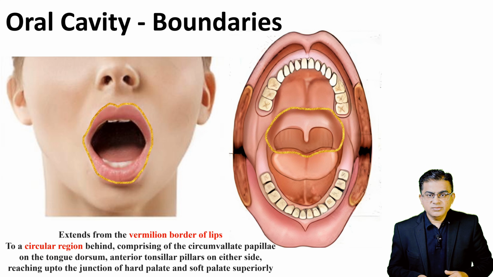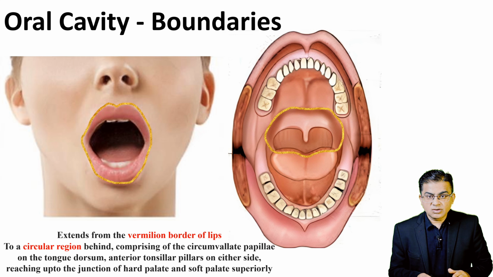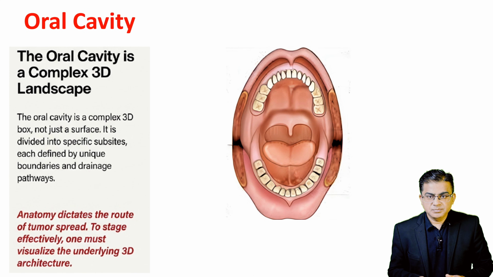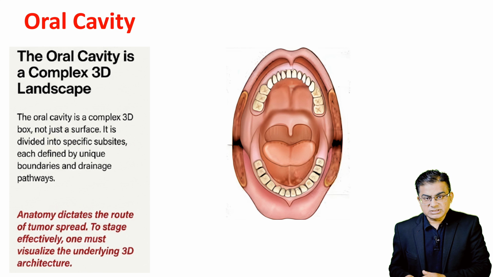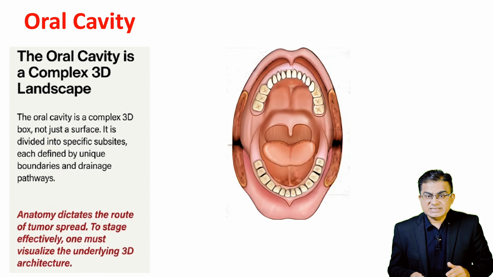Today I am not going to give you a list of all the subsites of the oral cavity. You have many textbooks for that. We are going to look at the anatomy of the oral cavity through the eyes of an oncologist. We need to understand how specific barriers to tumor spread and specific pathways of tumor spread dictate exactly where a tumor goes and ultimately how we treat it.